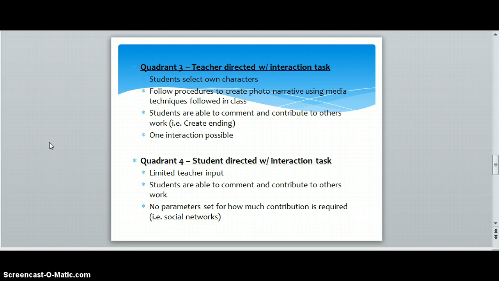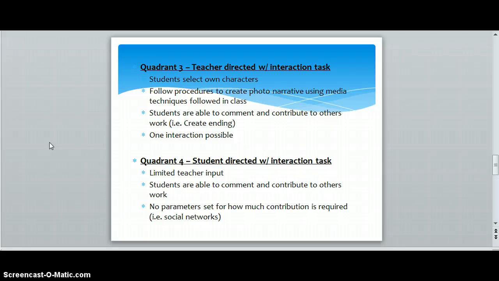In quadrant 3, the content is teacher-directed. However, there is interaction. Students are able to select their own characters. They have to follow procedures that are given to them to create the photo narrative. Students are able to comment and contribute to one another's work. So in this case with the photo streams, they would have to create the narrative, however, leave out the ending. So then their classmates would watch the narratives and then come up with their own endings to them. This only requires one interaction, which is creating that one ending to one student's narrative.